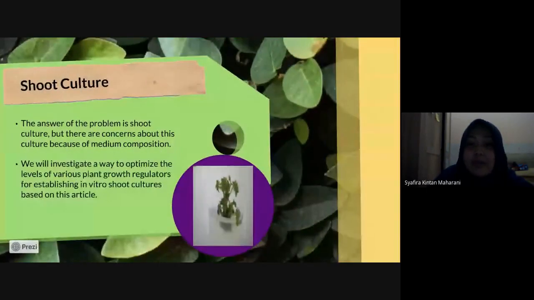The answer to the problem is shoot culture, but there are also other concerns about the medium composition, growth regulators, and concentrations, which affect the growth and in vitro propagation time of explants. Small changes in the concentrations can activate gene shifts, which may inhibit or initiate the metabolic process of the cell. So now we will investigate the way to optimize the level of various plant growth regulators in in vitro cultures based on this article.